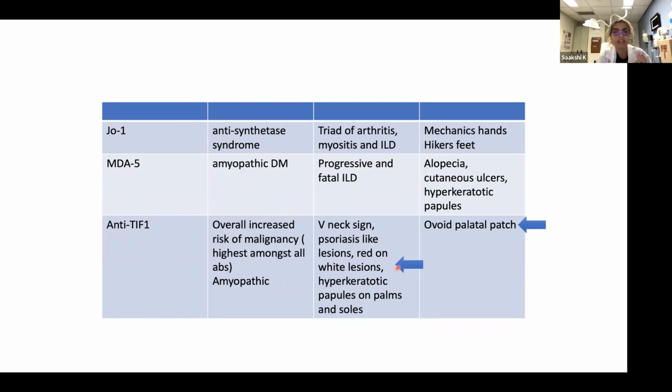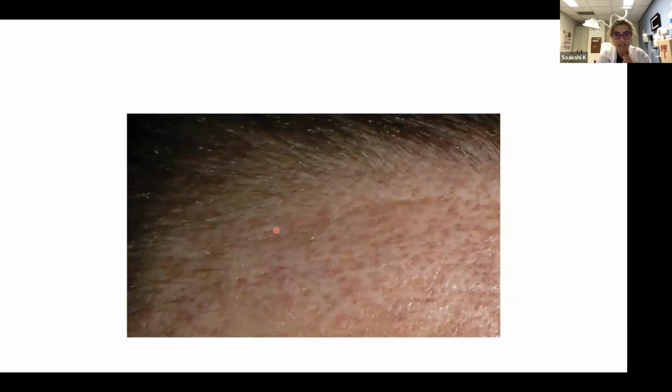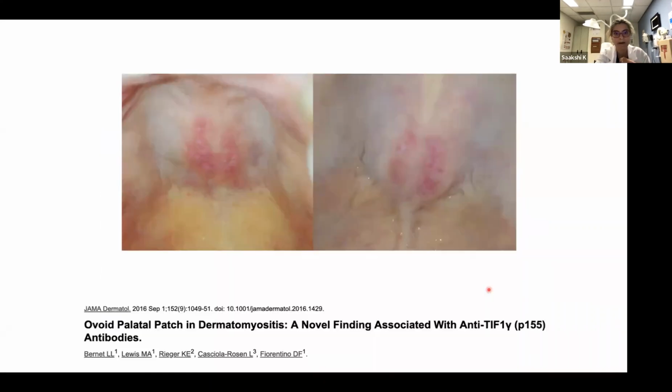There are two clinical phenotypes or image findings of anti-TIF1 which are unique to this subset. The first is this red on white discoloration that you can see on this person's forehead. And then the second thing is that ovoid palatal patch. So you'll see sort of this pink, red patch with sort of areas of atrophy in between, and this is on the hard palate. So this is the one that's associated with TIF1 antibody DM.